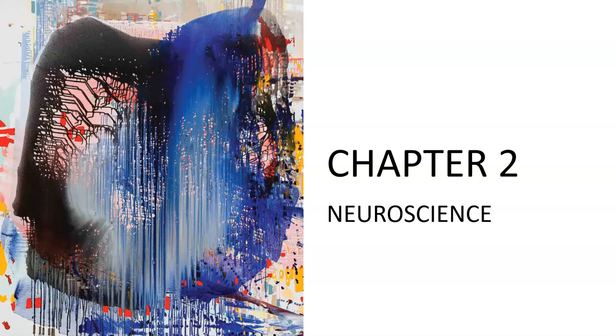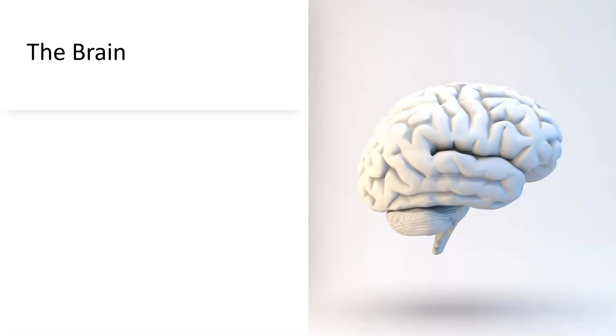This video is part 4 of Chapter 2, Neuroscience for PSY 110S, the Psychological Sciences. In this section, we will be talking about the brain and how it is structurally set up, what we know about functionality of those various components of the brain.